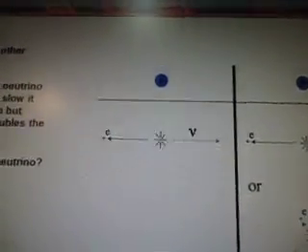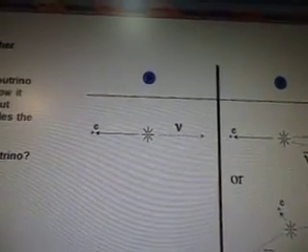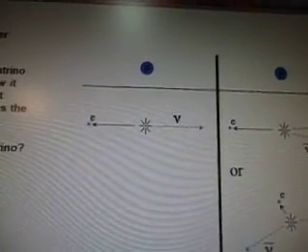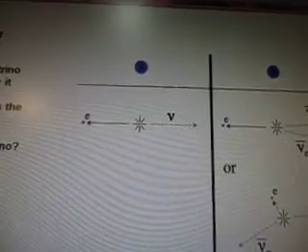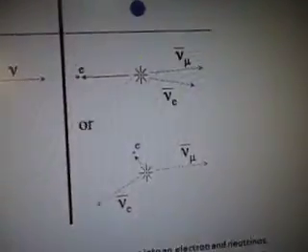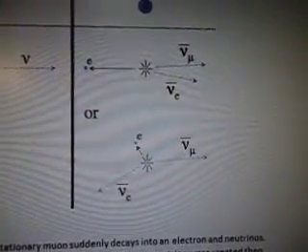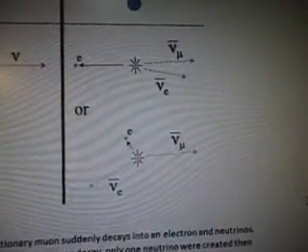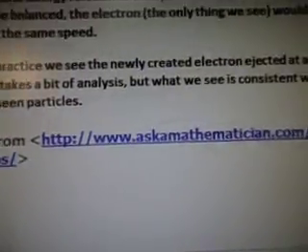If hypothetically during muon decay only one neutrino were created, then since the total energy released is always the same and momentum always needs to be balanced, the electron, the only thing we see, would always be ejected at the same speed. Right? In practice, we see the newly created electron ejected at a wide variety of speeds. It takes a bit of analysis, but what we see is consistent with the creation of two unseen particles. And this I got from www.askmathematician.com.